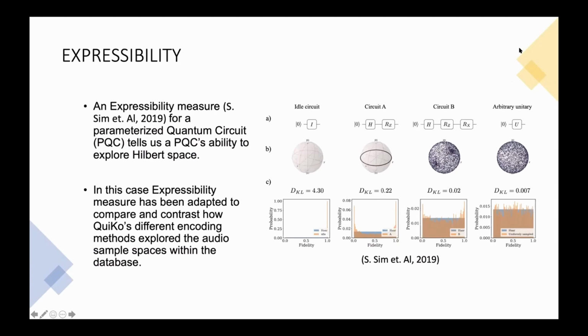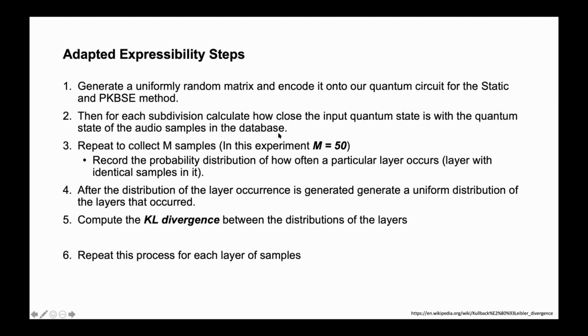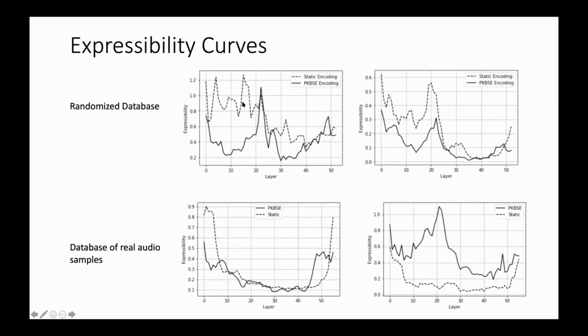So in order to figure out what exactly was going on, I adapted this metric called expressibility from a paper that came out in 2019. This metric tells us the flexibility, or how much a quantum circuit can explore different quantum states. I adapted it in this case for seeing how well it's picking out the audio files from my database. And this is just how I did it. And I came out with these graphs.